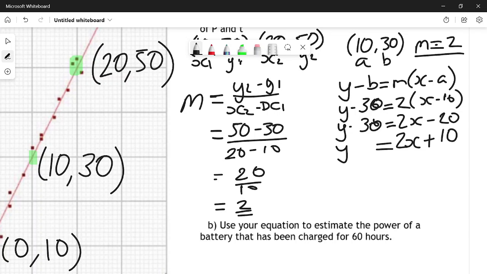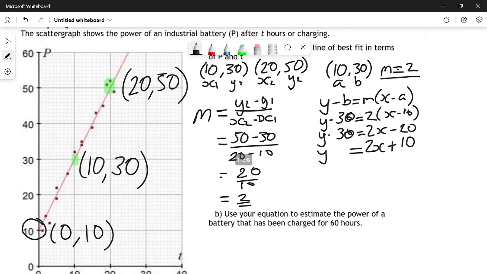Now you've done all the maths correct up to this point, but you won't get the last mark unless you change your y and your x into the proper letters in your question. Remember, the y-axis is not the y-axis in this question, it's the p-axis, so change your y to a p, and the x-axis is t. So last mark for remembering to change your letters: p equals 2t plus 10.